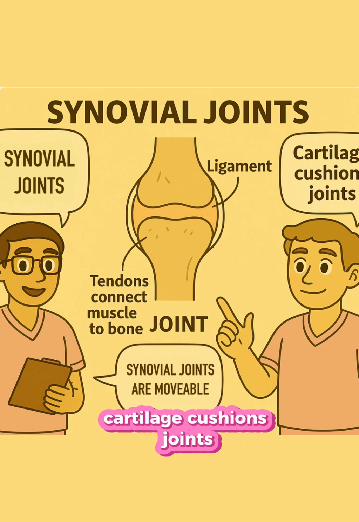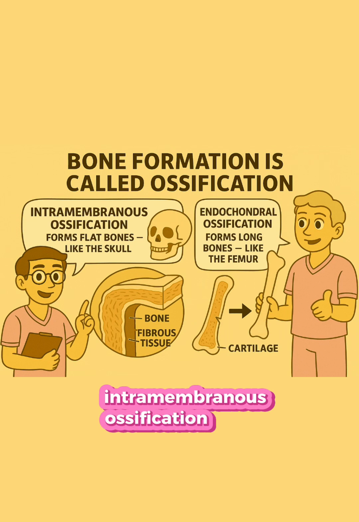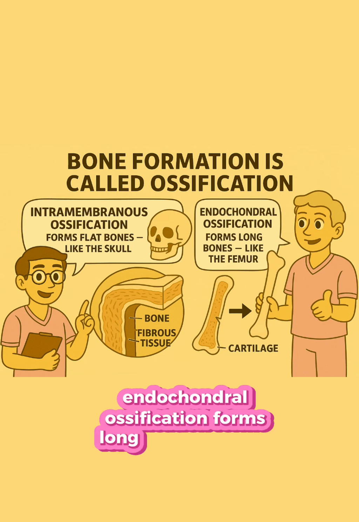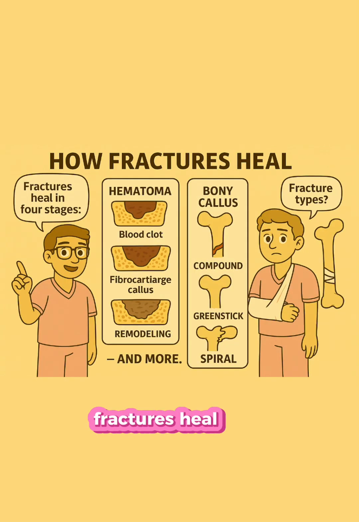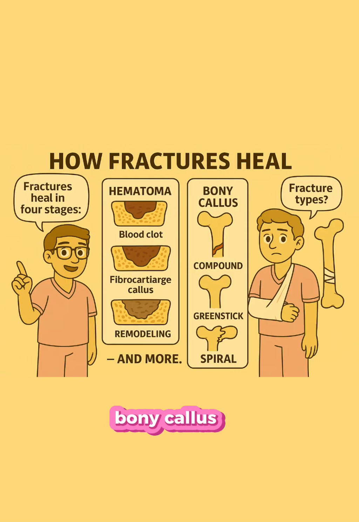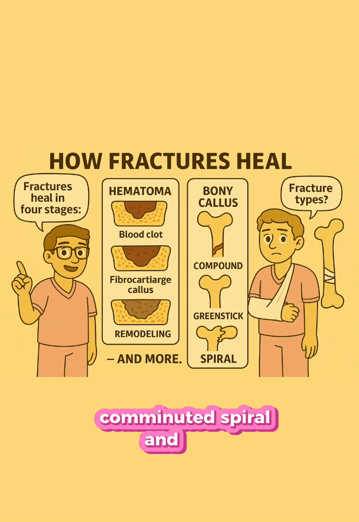Cartilage cushions joints. Bone formation is called ossification. Intramembranous ossification forms flat bones, like the skull. Endochondral ossification forms long bones, like the femur. Fractures heal in 4 stages: hematoma, fibrocartilage callus, bony callus, and remodeling. Fracture types: simple, compound, green stick, comminuted, spiral, and more.